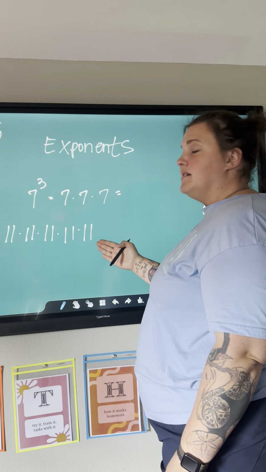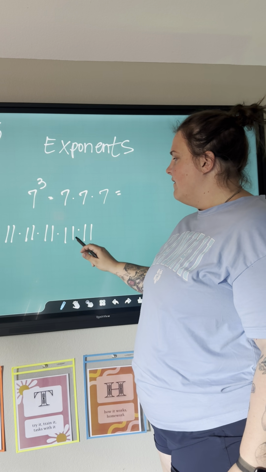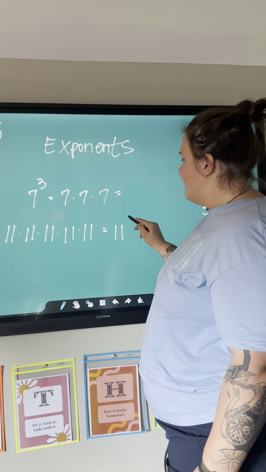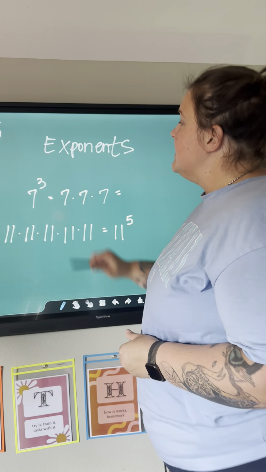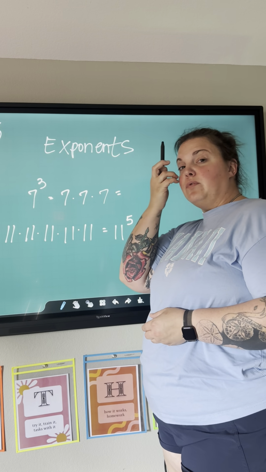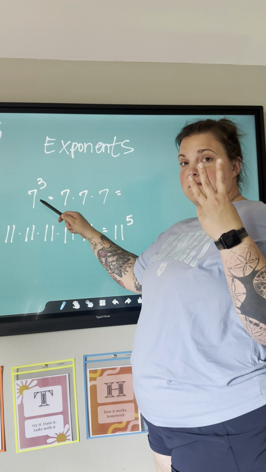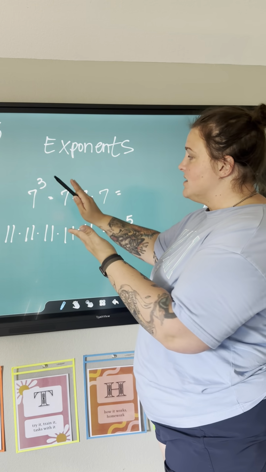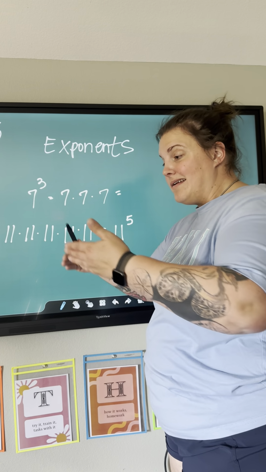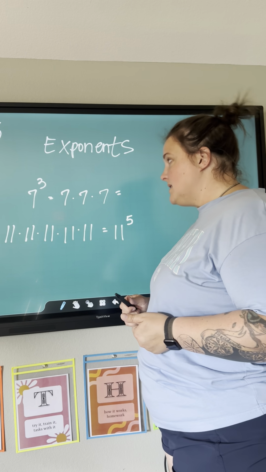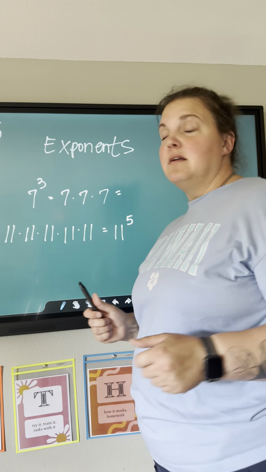This is expanded. If I asked you to condense it, it would be 1, 2, 3, 4, 5 11s. 11 to the fifth. So what is an exponent actually asking of you? That little number is telling you to multiply the base 3 times. It is not 7 times 3. It is not 11 times 5. It is 11 5 times. It is 7 3 times.